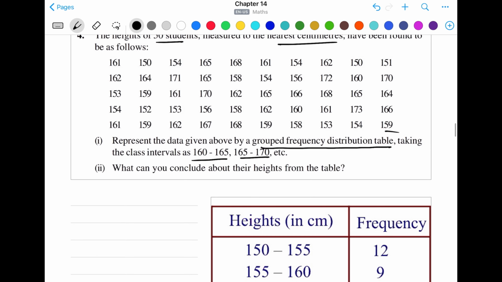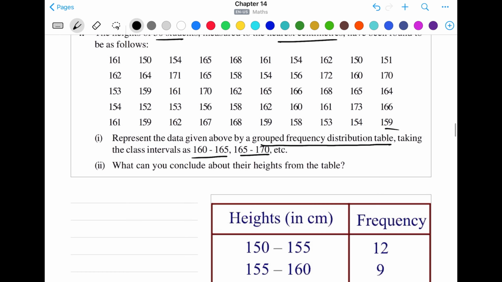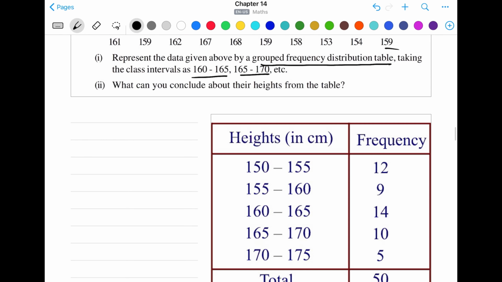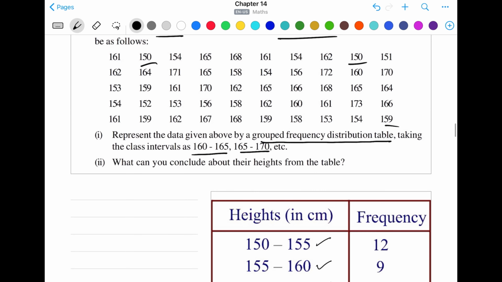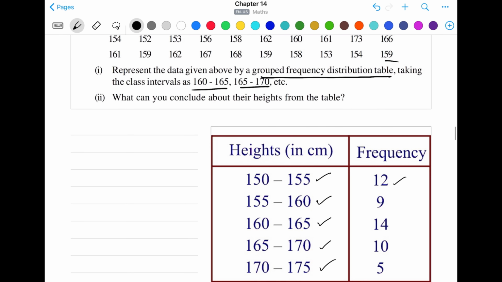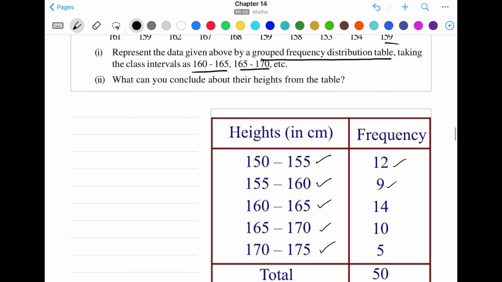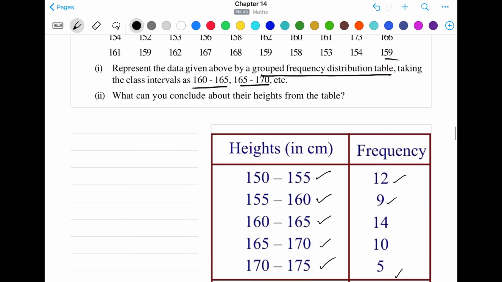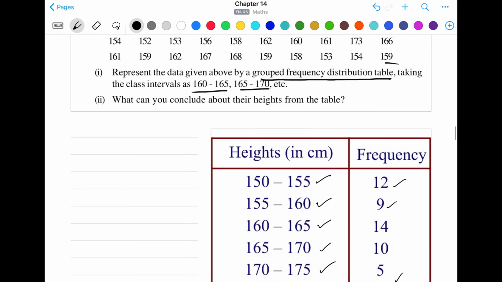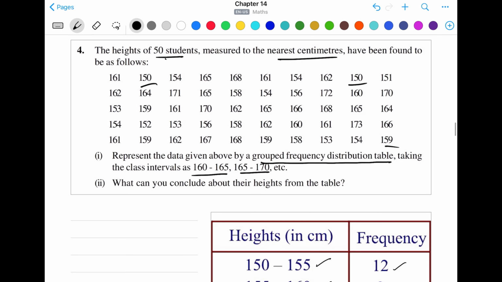We have started with the interval, with the lowest height in centimeters, which is given as 150 here. So the first interval that we have chosen is 150 to 155, then 155 to 160, then 160 to 165, 165 to 170 and 170 to 175. Then we have counted the number of students which belong to each interval. Like in 150 to 155 we have 12, then 155 to 160 and so on. We have to add all these frequencies and it should equal the actual size of the data, that is 50 students, and it is also coming as 50 students. That means we can assume that we have done it correctly.